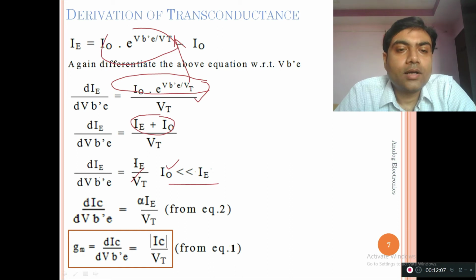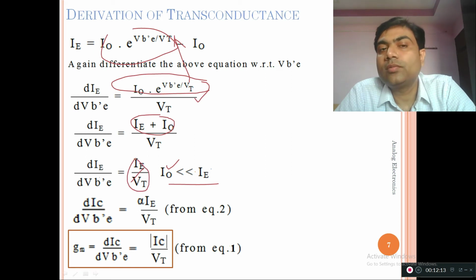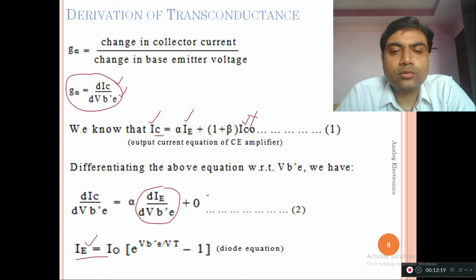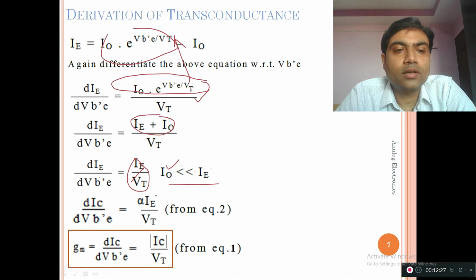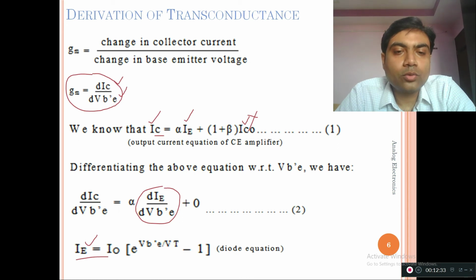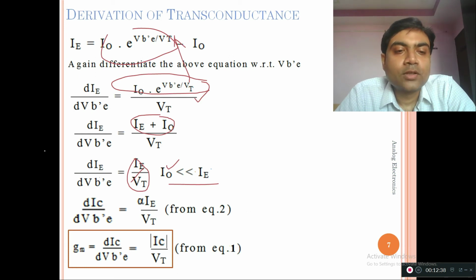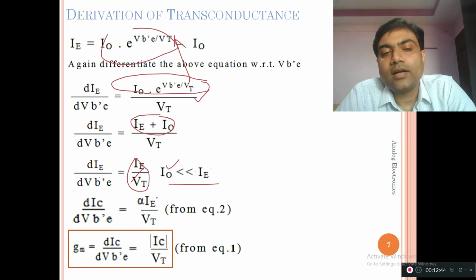Now when I replace this value, I get this IE upon VT here, because I am ignoring the value of I naught. Again from equation 2, where is equation 2? This is equation 2. In equation 2, we have already calculated del IE upon del VB'E. From here, del IE upon del VB'E can be written as IE upon VT. So from equation number 2, if I replace this value, I can get del IC upon del VB'E equals alpha IE upon VT.